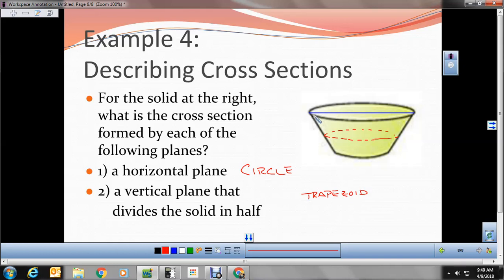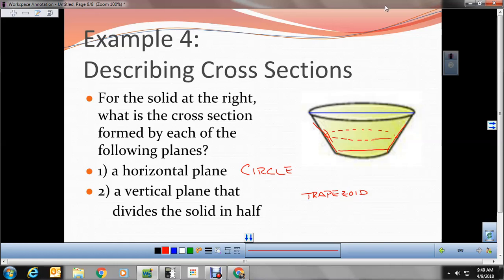In fact, because these lines here going this way would cut across here, this would be your shape, and in fact it would be an isosceles trapezoid. If this was a right cone, these two sides would be the same, and we'd have an isosceles trapezoid.